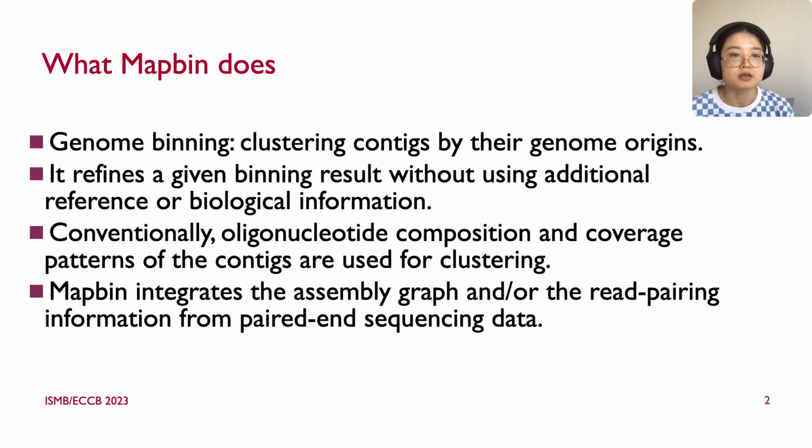Mapbin refines a given binning result, and it's an unsupervised method, so we only analyze the sequence features without using additional biological information. The motivation is that the conventional genome binners usually use oligonucleotide composition and the contig coverage for clustering. And we want to improve that result using two additional sources of information coming from the assembly graph or the paired end sequencing data.